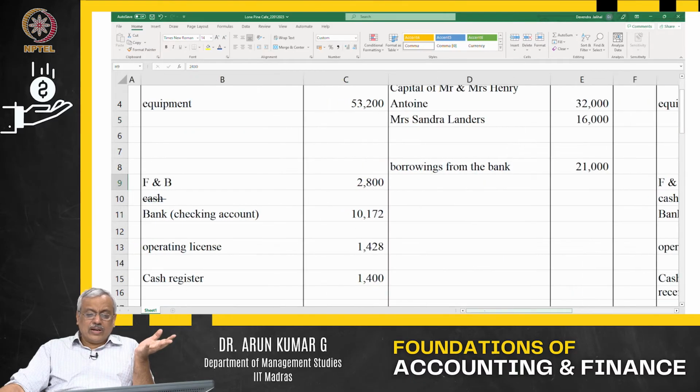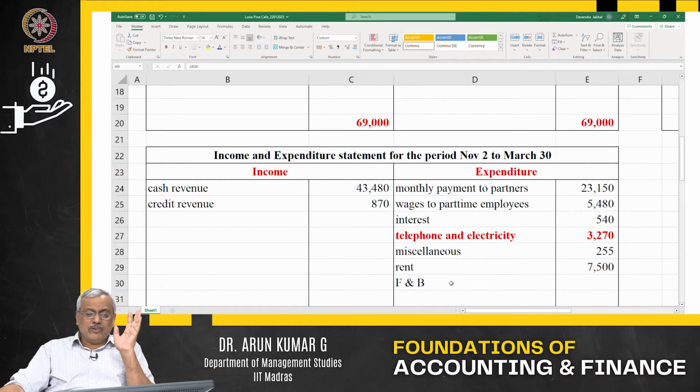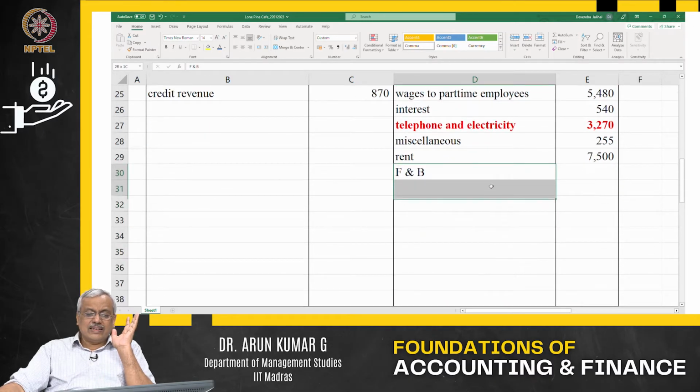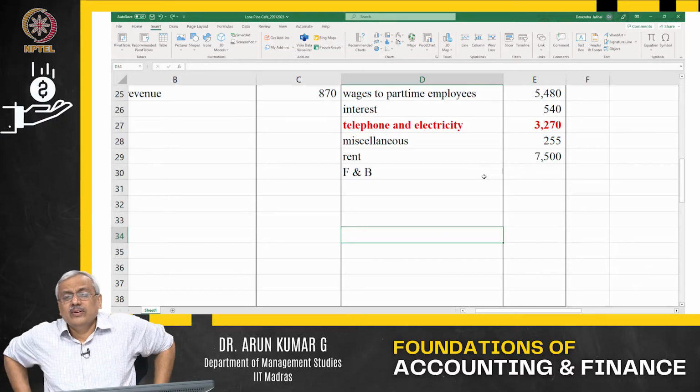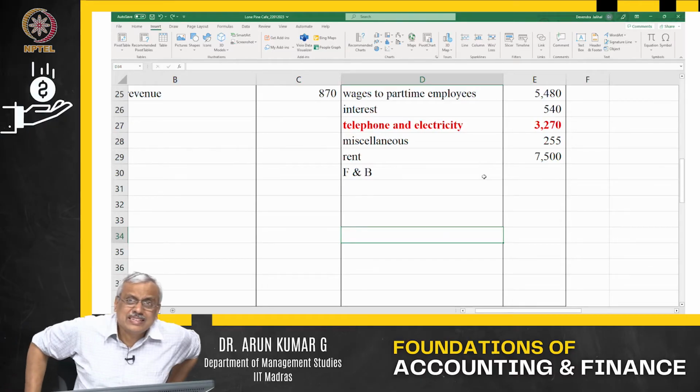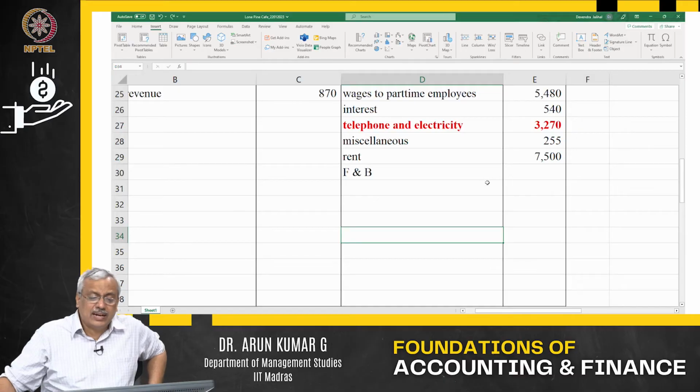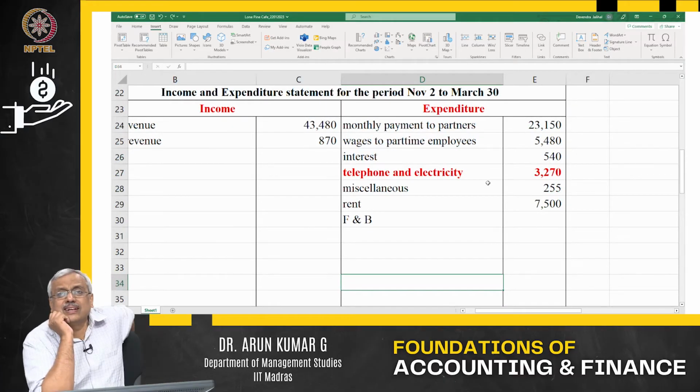So what should we be worried about? We have to know what food and beverage was consumed in the process. We are worried about the F&B that has been consumed during the period. That is the period of what? November 2nd to March 30th.